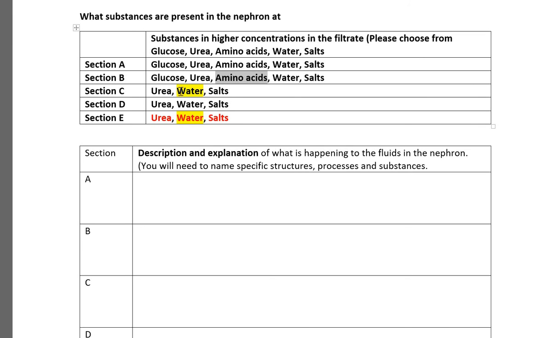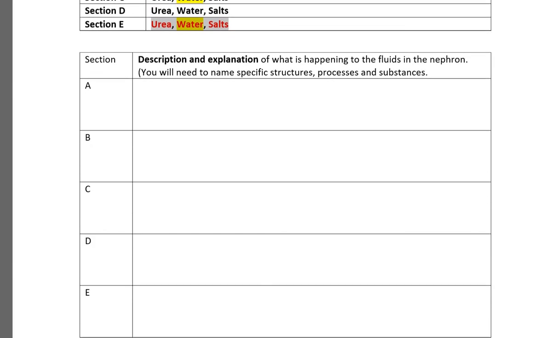The key idea here is that between section C and section D, the water and salt concentrations are dropping. There'll be less and less of those as they are reabsorbed into the blood. When you get to section E, all you are left with is urea and water and salts after large volumes of water and significant volumes of salts have been reabsorbed. Urea is not reabsorbed.